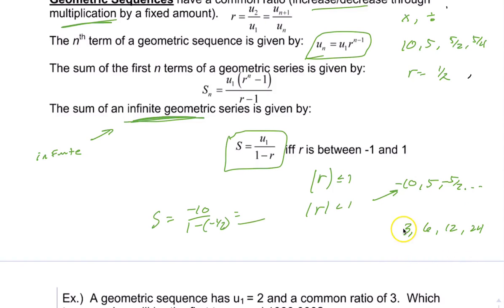I cannot use it on this one. My r here is 2, 6 over 3. That is too big, so you cannot find the infinite geometric sum. It only works when the values are getting smaller.